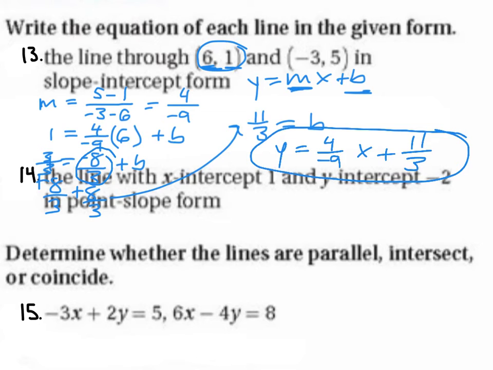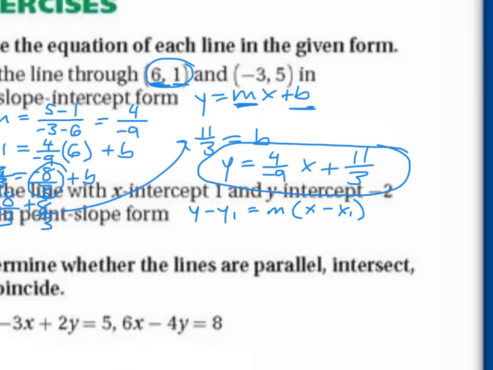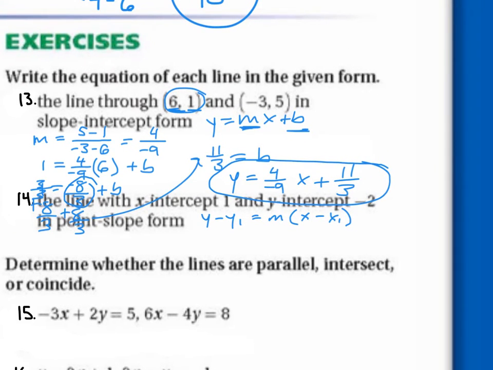Okay, let's look at 14. The line with the x-intercept 1 and y-intercept negative 2 in point slope form. What is point slope form? y minus y1 equals slope, and then in parentheses x minus x1. Perfect. Since we don't have a slope, how can we find a slope here? What are the 2 points that we have? We have the x-intercept, which is 1, and the y-intercept at negative 2.